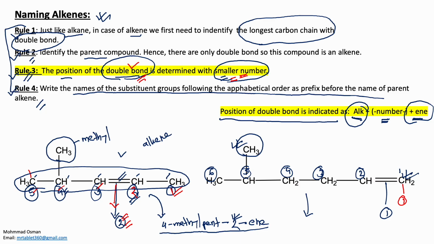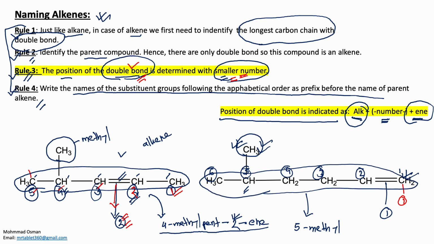Alright. So the only substituent group in this compound is also a methyl group. And the position of the methyl group is at 5. So 5-methyl, don't forget to put the hyphen, 5-methyl. And how many carbons are there in the long chain? There are 6 carbons in the long chain, so it's going to be hex. Hex, and the position of the double bond is at 1, hex-1-yne. So that becomes the name of the compound, 5-methylhex-1-yne.